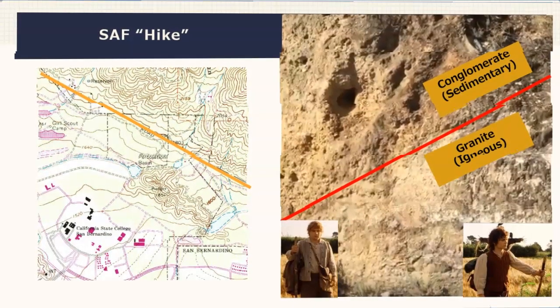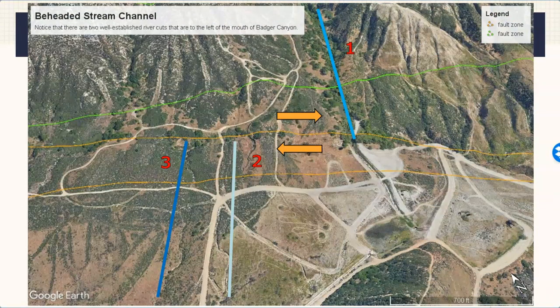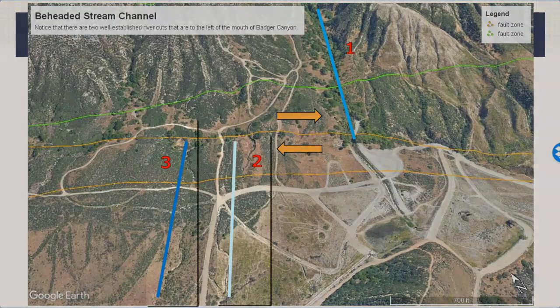In this Google Earth image, we see more evidence for the existence of the San Andreas Fault. A stream channel noted by the blue line with the number 1 next to it sits in Badger Canyon. Notice that there are two well-established river cuts to the left of the mouth of Badger Canyon. These are labeled 2 and 3.